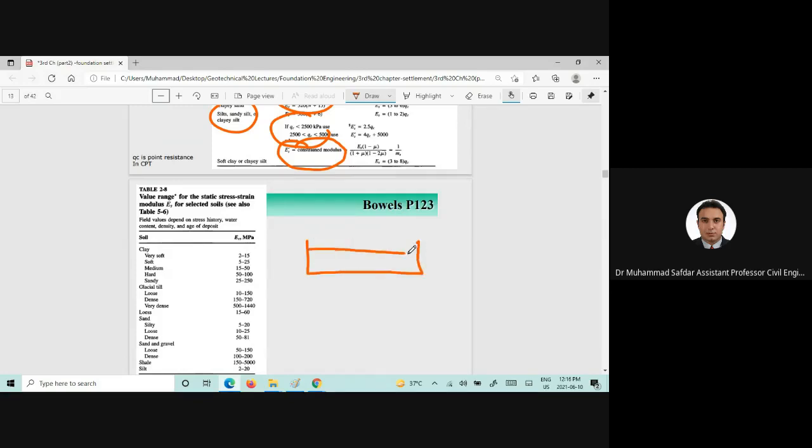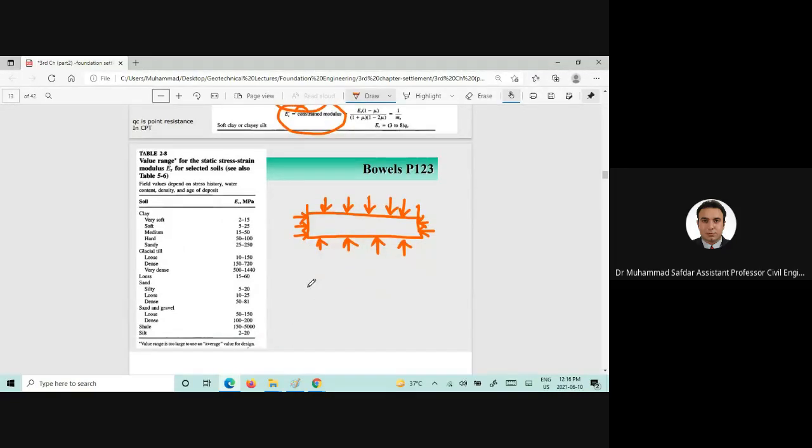And why do we call that constrained modulus? Because the load is applied onto that sample, and the sample is constrained here, confined from these three sides. Therefore, the modulus obtained from this test would be the constrained modulus.